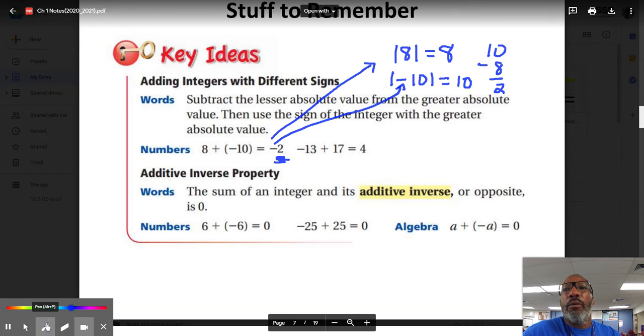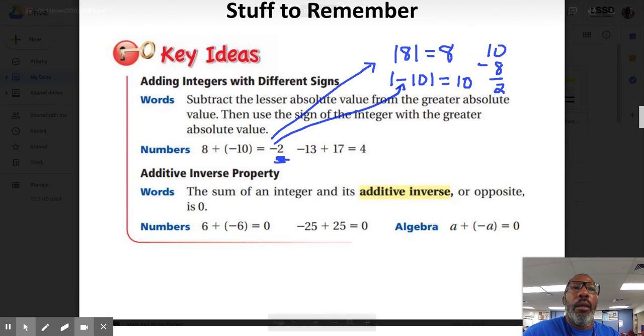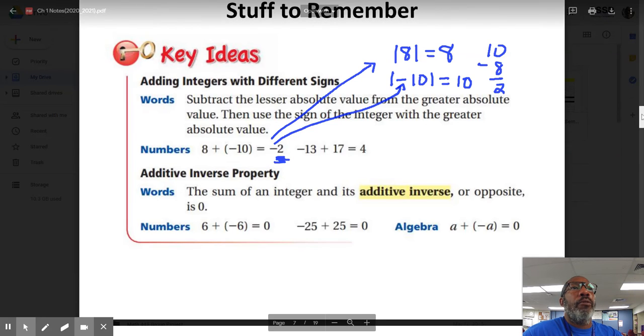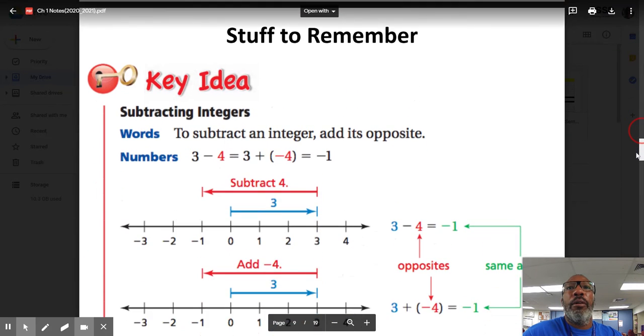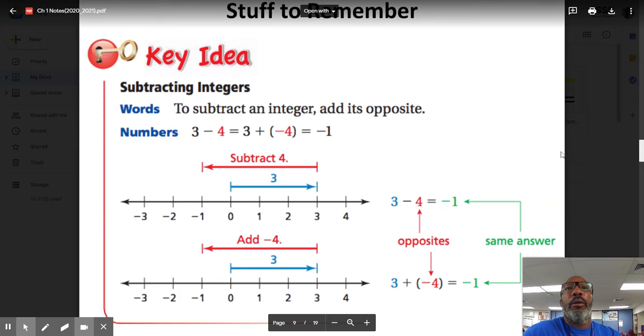Okay? Also remember that when you add two integers together and they are opposites of each other, you will always get 0. And there's some examples there for that. Okay, so you have to remember all this when we get to chapter 2, because I'm going to go quickly through that. 1.3, when you're adding integers, remember to add its opposite. Okay, add the opposite. All right, add the opposite.